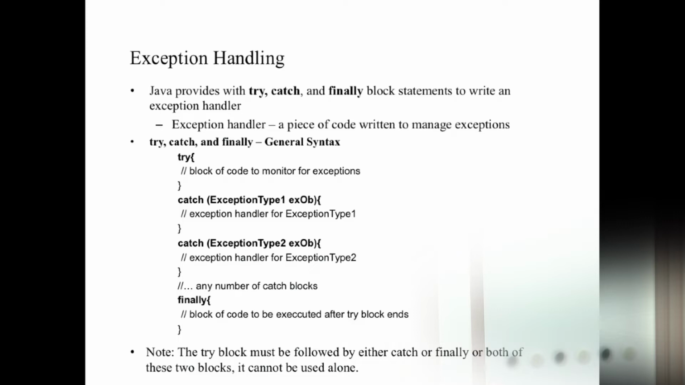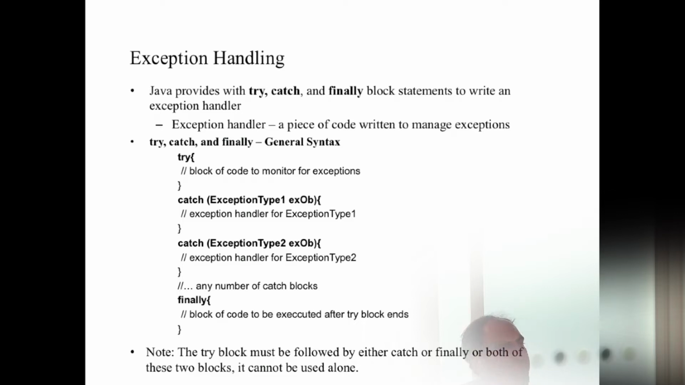You can use a try statement without a catch block, but in that case you have to provide the finally block. The difference between catch and finally is that the finally will get executed always, whether there has been an exception or not in the try block. But the catch block will be executed only when there is an exception that has happened in the try block.